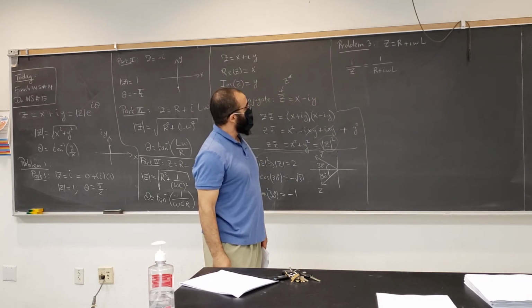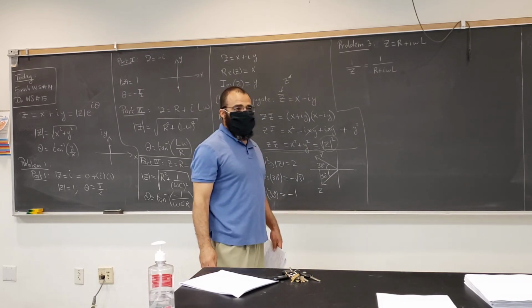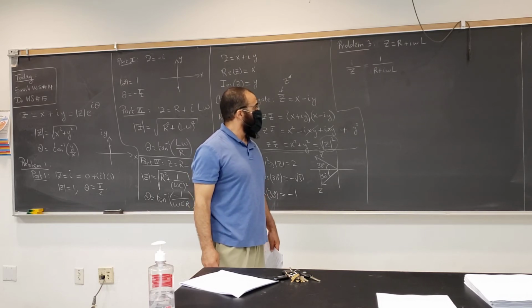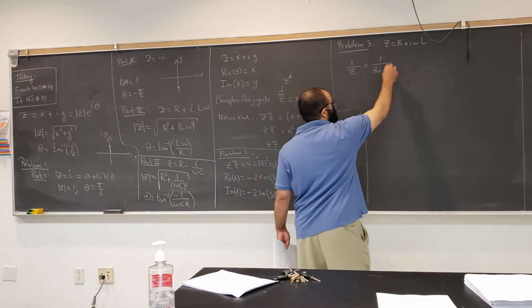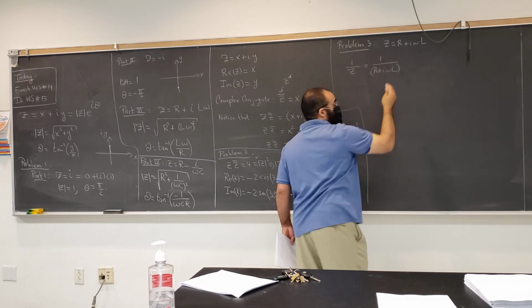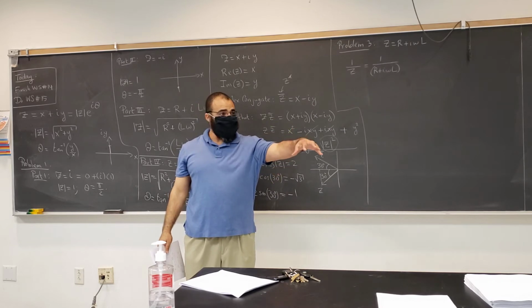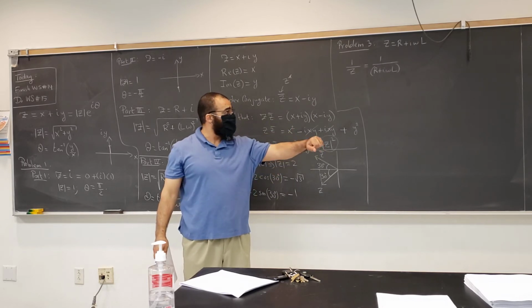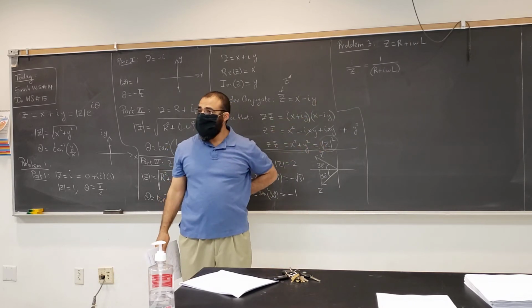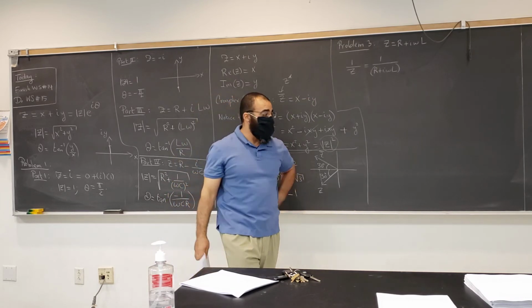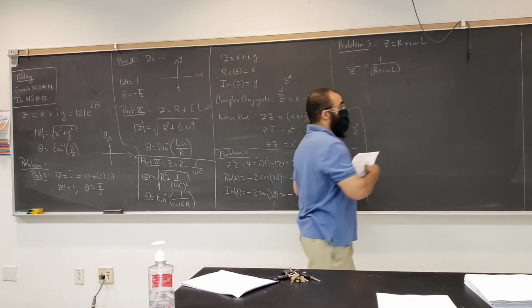But I can't really tell what the real and imaginary part is at the moment, at least not right away. So I need to write it in the form of some real number plus I times some other real number. That's how I need to write it. So how do I do that? Multiply by the conjugate, top and bottom, the numerator and denominator by the same number.